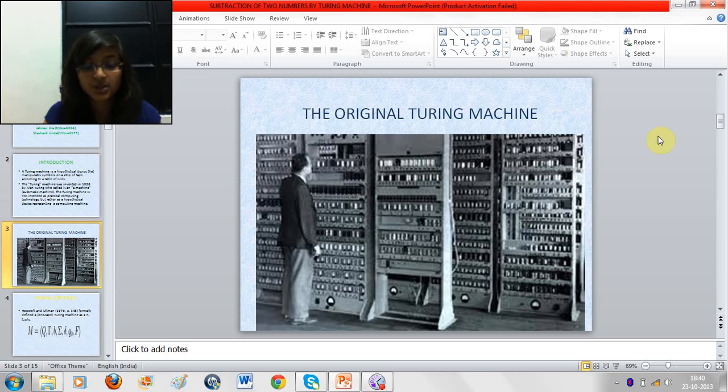This picture shows the original Turing machine and Alan Turing with it, which shows a sort of stacked tape, or we can call them rows, on which the symbols are embedded.